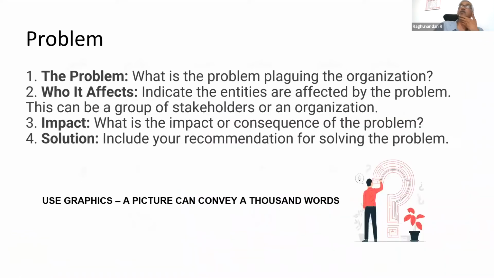Right. Then we come to the problem. What is the problem plaguing an organization? Who does it affect? In the sense, who are the entities that are affected by the problem? Like I said, there's the market. What is the kind of impact or consequence of the problem? Okay, and solution. What is the recommendation for solving the problem?